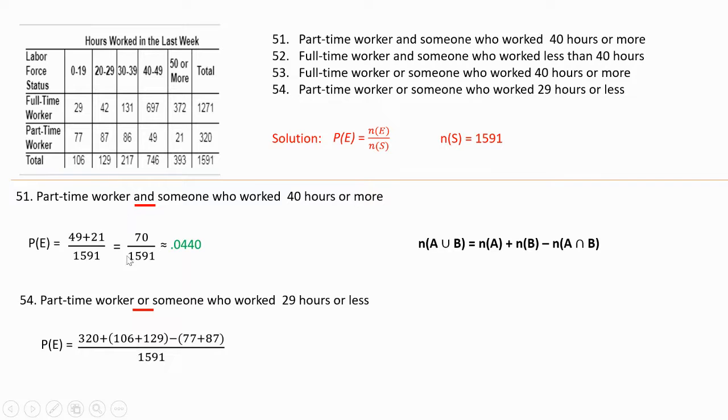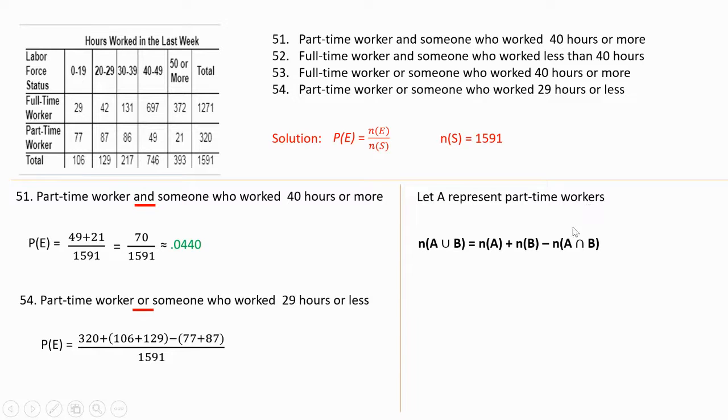And then 29 hours or less. So it's going to be these two here, right? 20 hours or less are going to be 106 plus 129. But minus these two here. Why? Because these two I already added with the part-time workers. So I don't want to count them twice. That's why I subtract them. Okay? Now, let me explain it more in detail here.